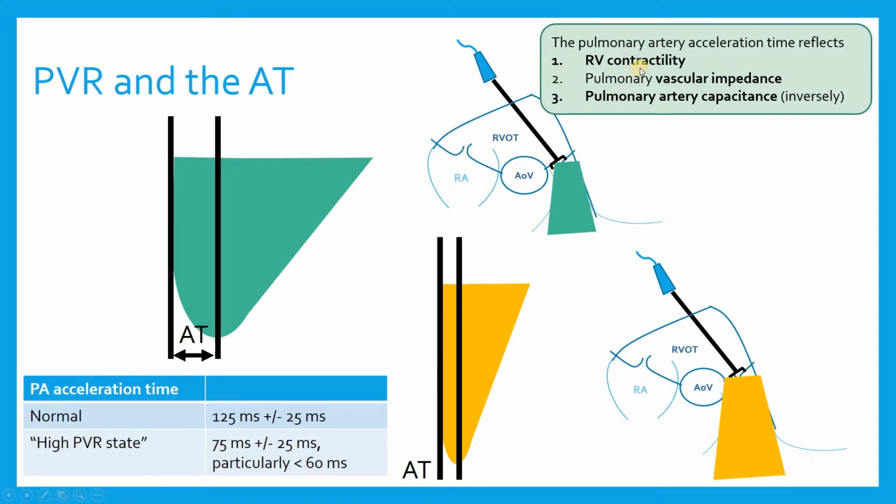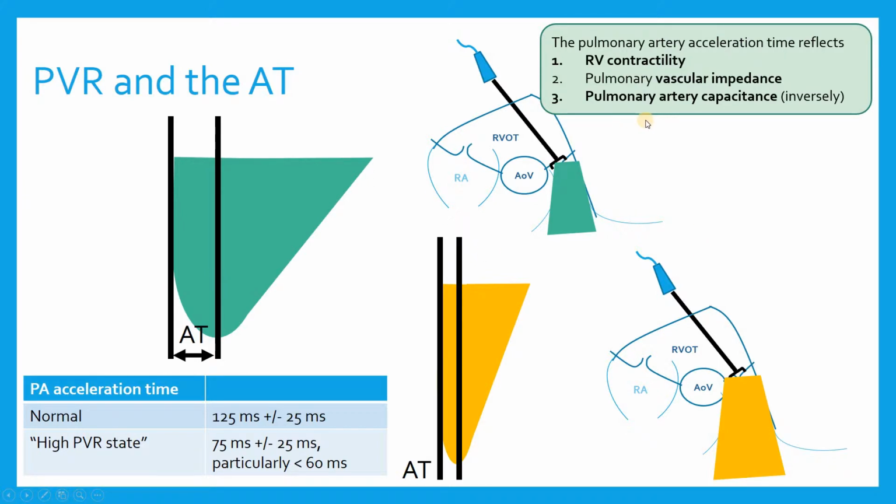It measures my RV contractility. If I have better contractility, the time at which I hit my maximal velocity, my acceleration time, is longer. If my pulmonary vascular impedance is high, that will start to shorten. So that's like running into a brick wall, right? If I'm running into a brick wall, I'm going to hit my maximal velocity much sooner than if I'm running into a soft surface, like jumping into a pile of pillows.